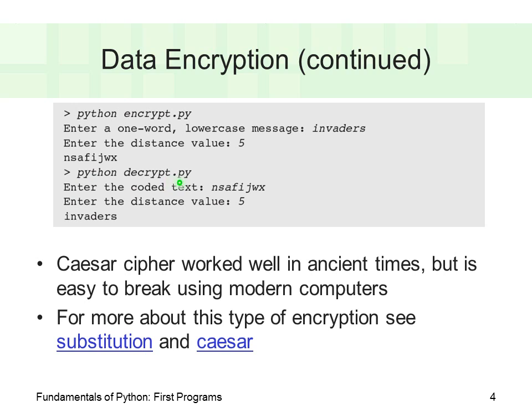So now we see the author decrypting the message. Again, this should be decrypt2. Enter the coded text, and we have the NSAFIJWX. Enter the distance value 5. That was the key, remember? So we flip the sign and we get invaders, our original plain text. Now, these are fun, not too useful today.